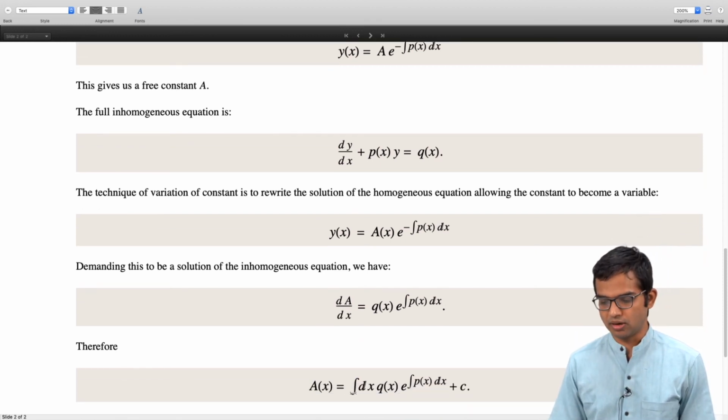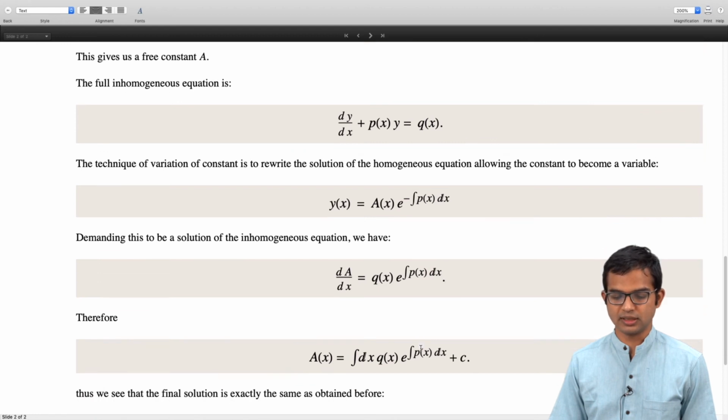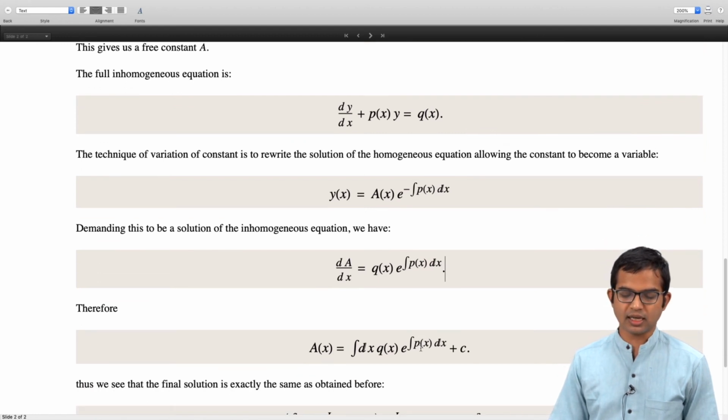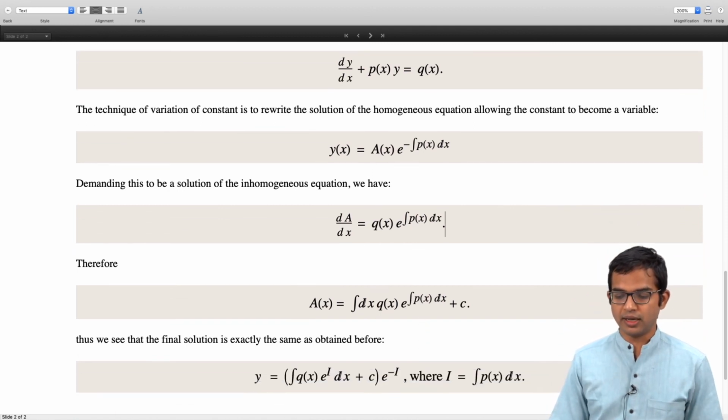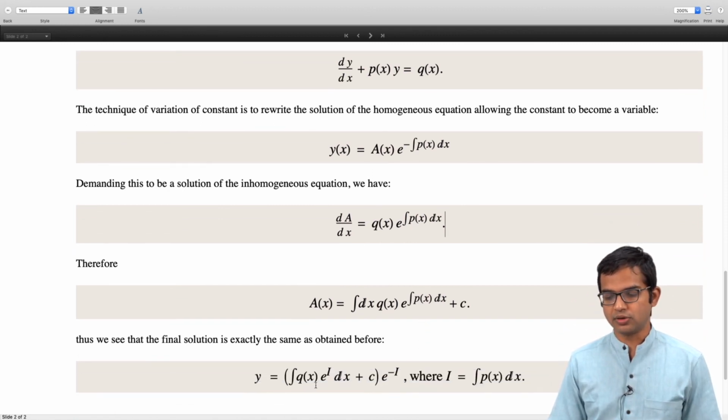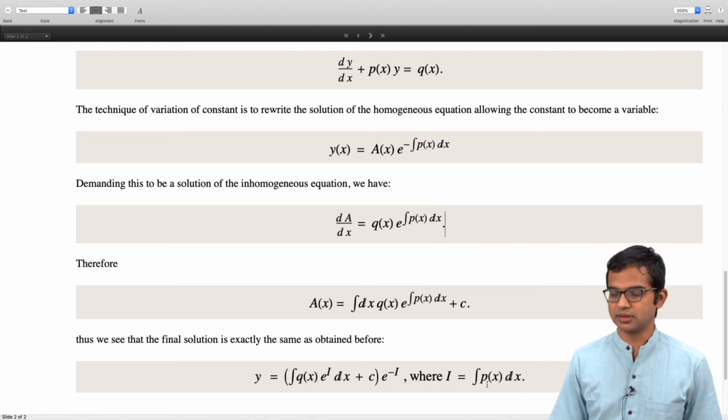So a is the integral dx of q of x times e to the integral p of x dx plus c, right? Thus we see that this is exactly the same solution that we obtained earlier, right? So y is given to be the integral of q of x e to the I dx plus c, the entire thing times e to the minus I, where I is integral p of x dx, right? So this is in fact the same as the first method that we adopted.